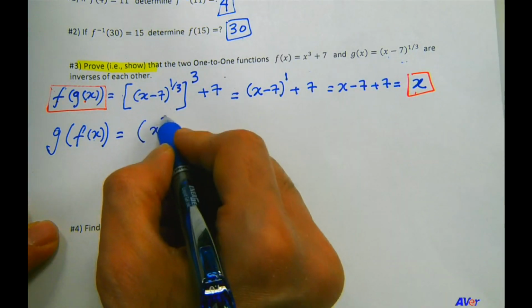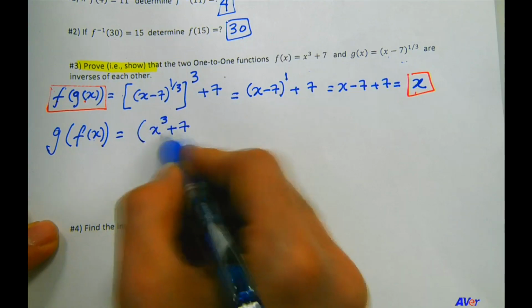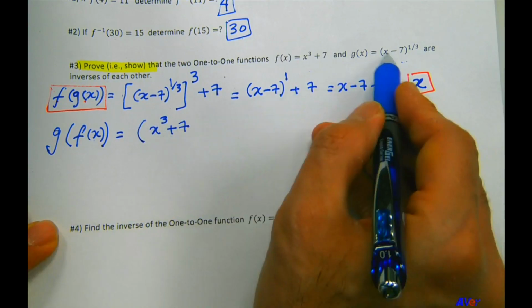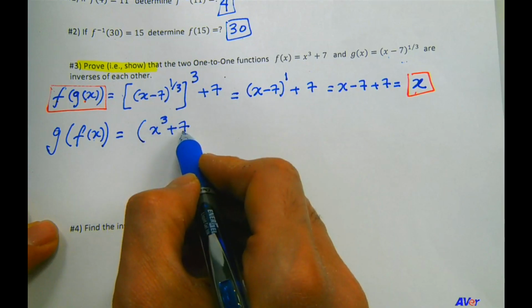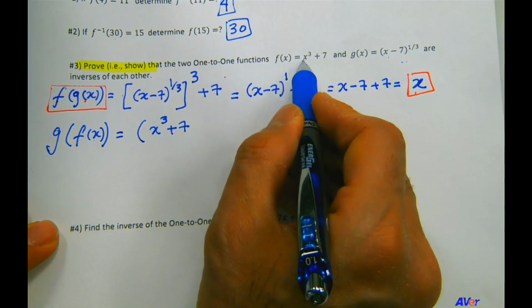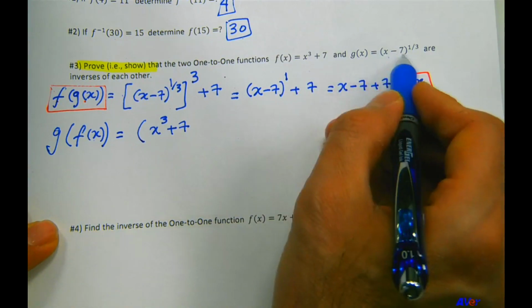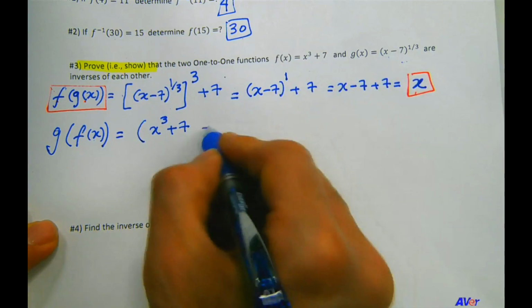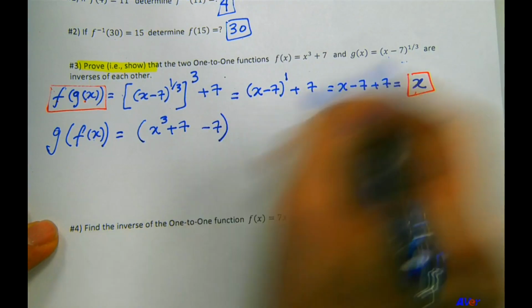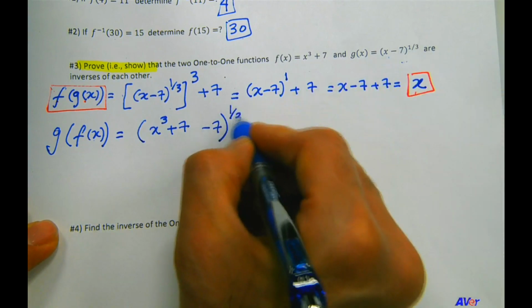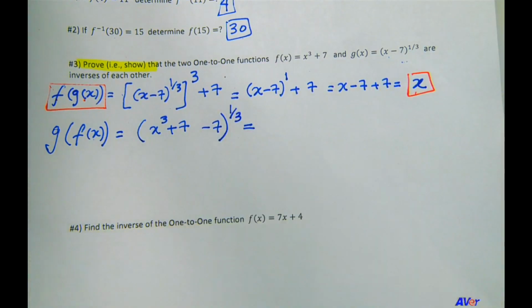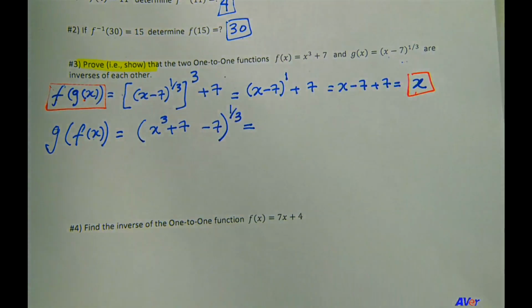So instead of that x, I'm going to put that whole thing: x cubed plus 7. There, I'm done now. Instead of x, we have x cubed plus 7, because that's the entire f that replaces x. Now we can complete the rest of this: minus 7, close parenthesis, to the 1/3 power. Pause the video, make sure you understand this step. This is the key step in verifying whether two functions are inverses of each other or not.